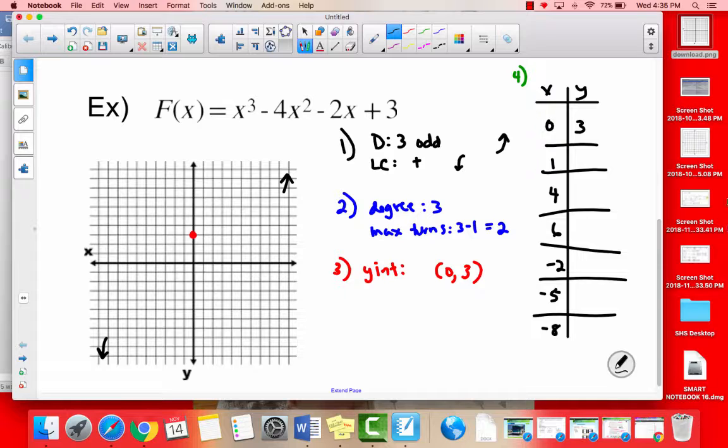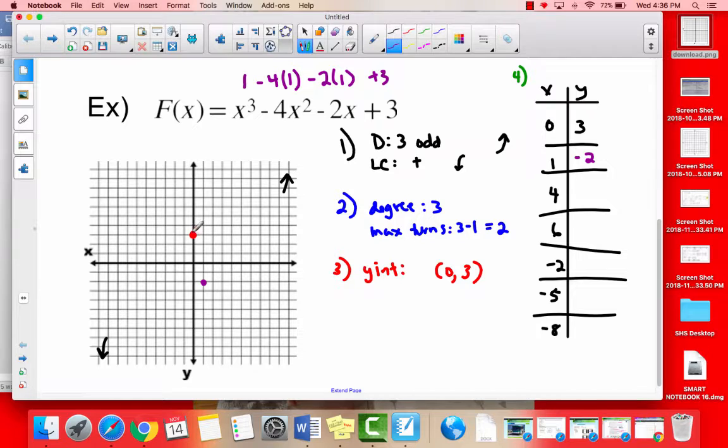So if I go ahead and plug in 1, 1 to the third is 1, minus 4 times 1 squared is just 1, minus 2 times 1, and then plus 3. Notice I'm doing some mental math to simplify this. If you need to write all that work out, please do. So I have 1 minus 4 minus 2, and then plus 3. That's going to get me a negative 2. So I can go ahead and plot the point (1, -2).